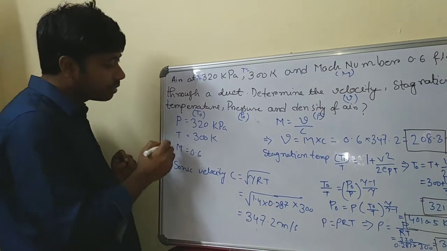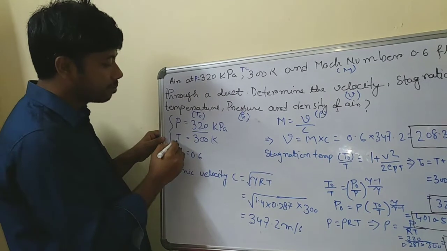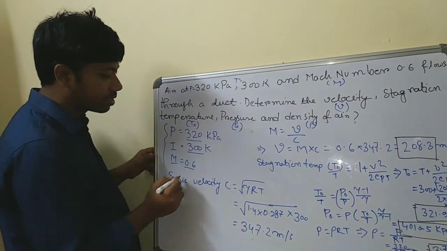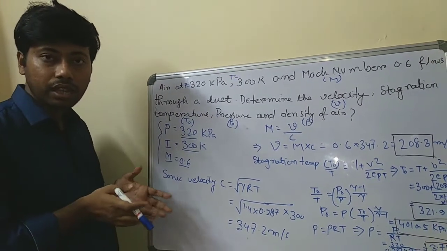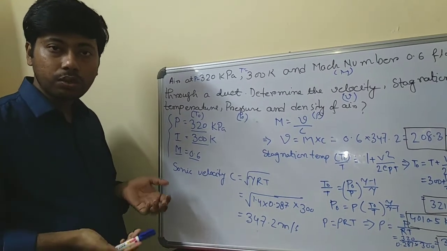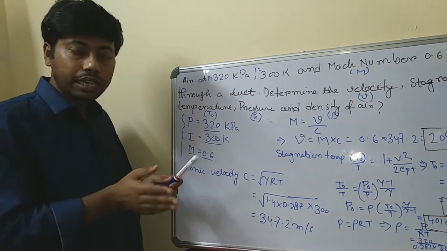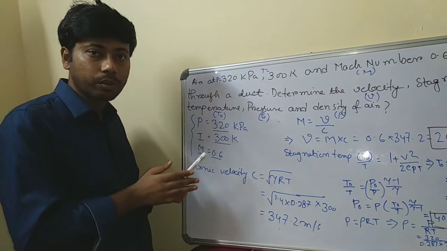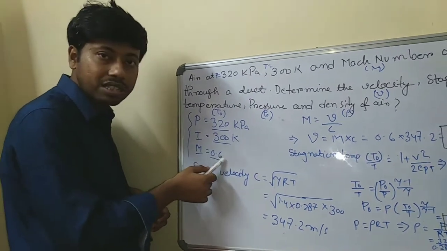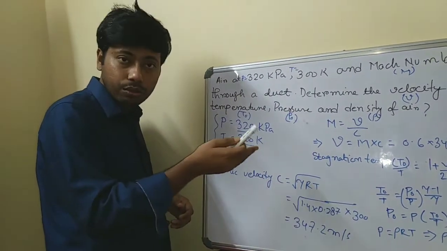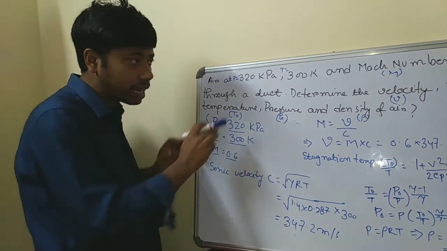Now what values are given? The pressure is given as 320 kilopascal, the temperature is 300 Kelvin, and the Mach number is 0.6. If the Mach number is equal to 1, the flow is sonic flow. If the Mach number is less than 1, it is called subsonic flow. If M is greater than 1, it is called supersonic flow. Now the value of M is given as 0.6, which means the air flowing through the duct is a subsonic flow. Now we have to calculate all those things.